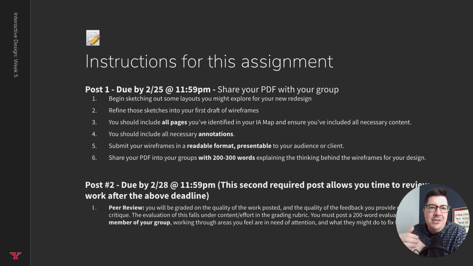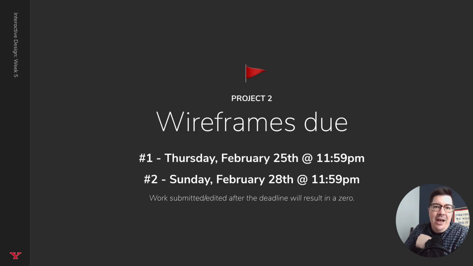Make sure in both instances that you get that in by the timeline. So again, Thursday, February 25th at 11:59 p.m., post number 1 is due. Post number 2 is due on Sunday, February 28th at 11:59 p.m. Make sure your work is submitted and it is all edited ahead of time. Anything that's submitted or edited after the deadline is going to result in a 0. I can't know what's been edited afterwards, and so you need to make sure that you're slotting the required time for this course and this assignment.